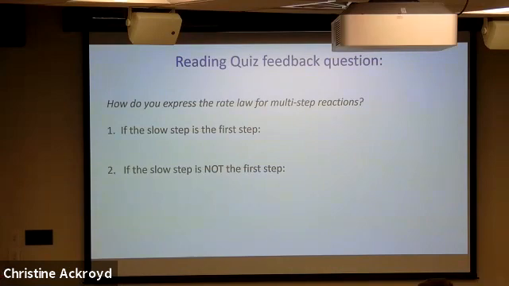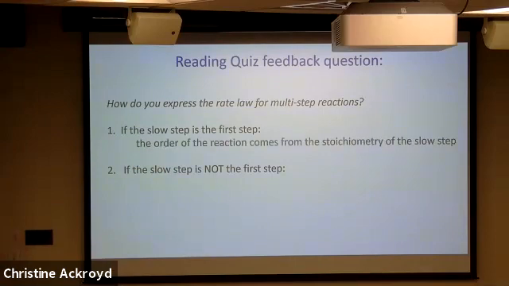Tell your neighbor the answers to these ones. Slow step is the first step. How do you express the rate law? In that case, the order of the rate law comes from the stoichiometry of that first slow step. If the slow step is not the first step, then what do you do? Look to the math.